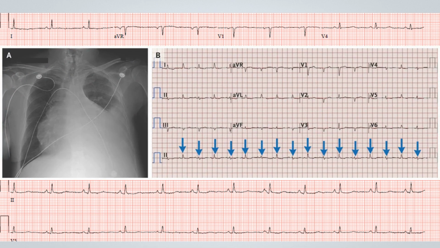Electrical alternans is another crucial pattern that may manifest with pericardial effusion and tamponade. This pattern is marked by a beat-to-beat shift in the QRS axis in connection with the mechanical swinging of the heart to and fro amidst a sizable fluid accumulation. The presence of electrical alternans with sinus tachycardia is nearly diagnostic of cardiac tamponade, although not every patient with tamponade will exhibit this pattern.